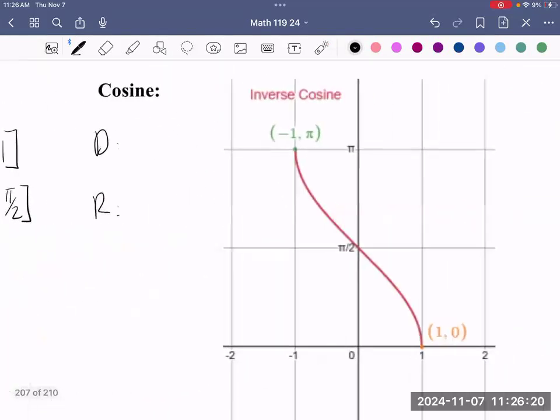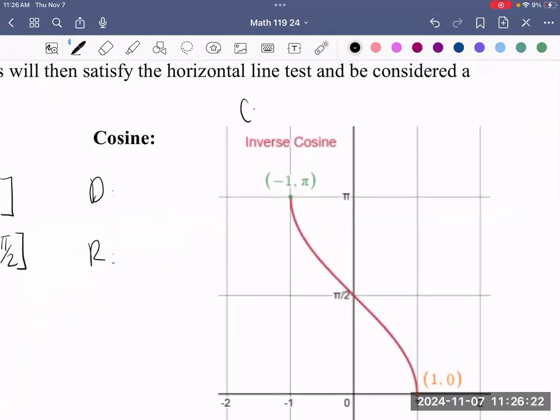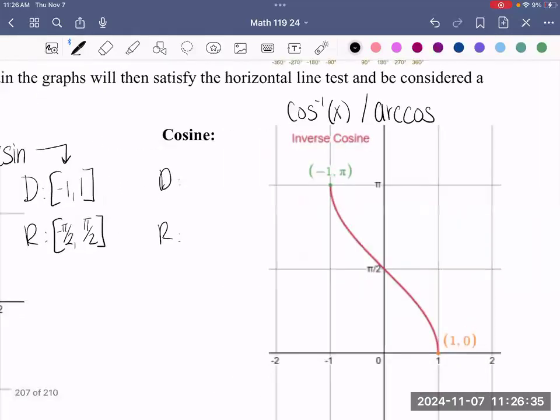Let's do the same for your cosine. Your inverse cosine, so we have inverse cosine of x, or we could say this is arccos or arc cosine. Inverse cosine has a domain with x values going from -1 to 1 again, and your range here is going from 0 all the way to pi.